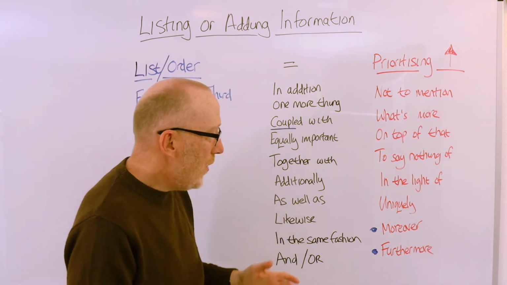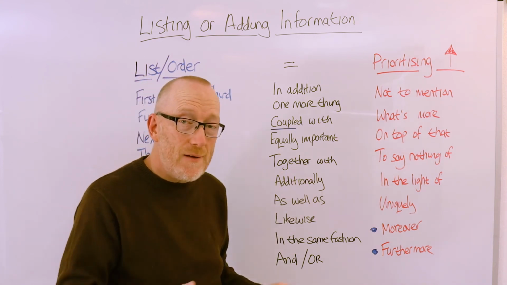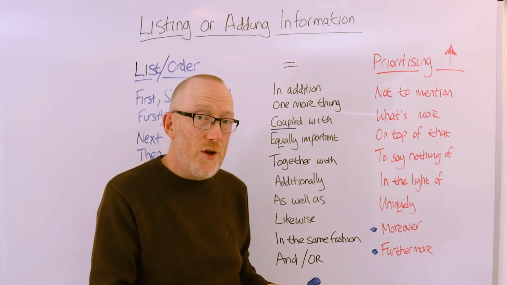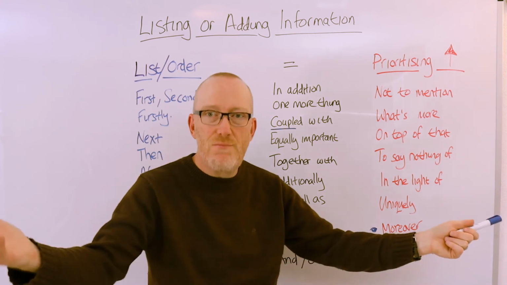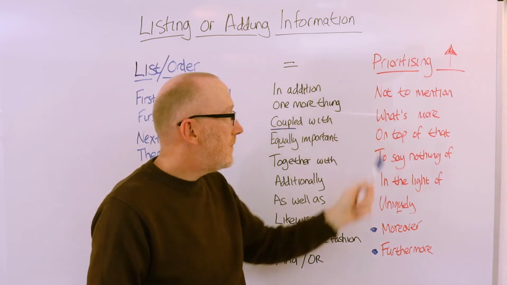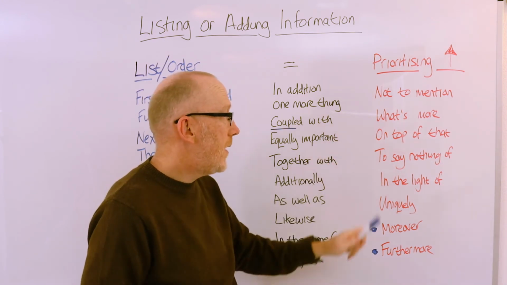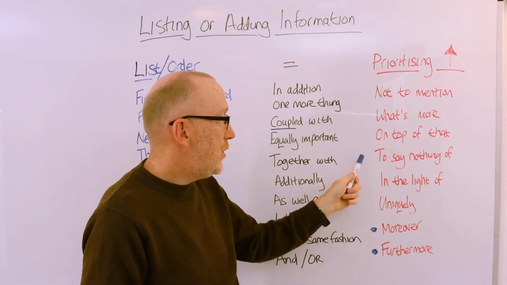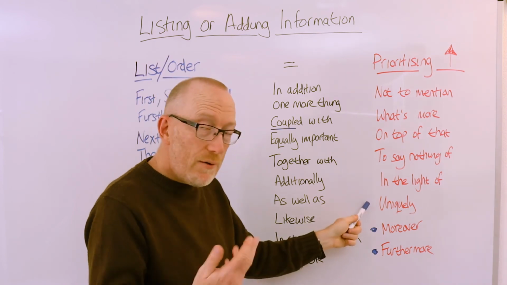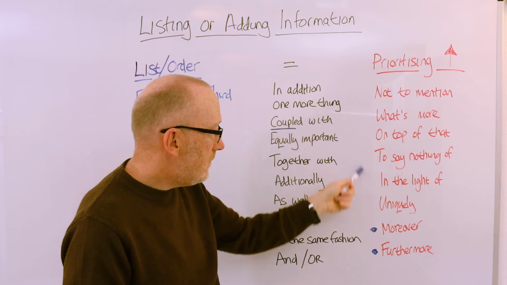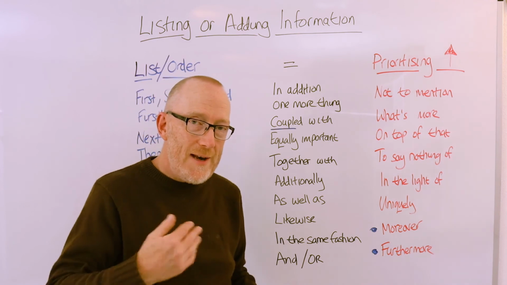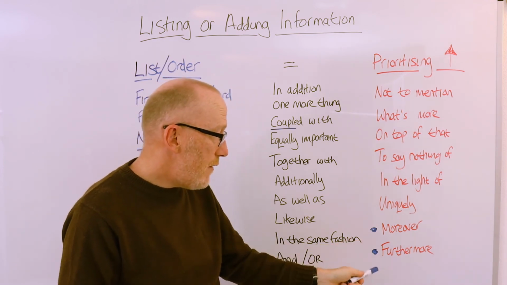Okay? Other words or other phrases that you can use, and some of these will be quite advanced, but I recommend that you try and learn them, especially for your IELTS Cambridge English writing exams. Not to mention. What's more? On top of that. To say nothing of. In the light of. And uniquely. So all of these conjunctions have the very, very similar meaning of allowing you to prioritize the next piece of information. It's very similar to moreover and furthermore.